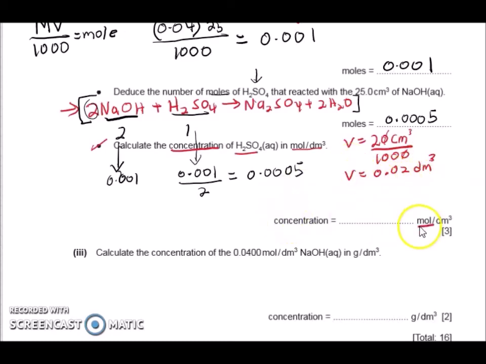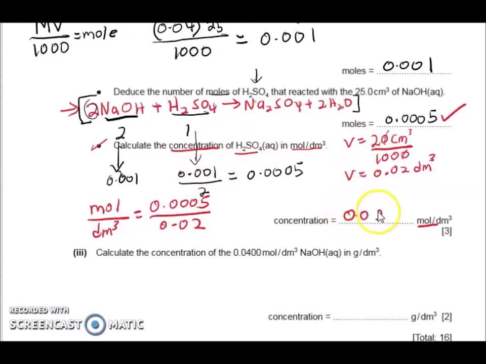So the formula for mole and dm³ is mole divided by the volume in dm³. So the mole here, we already got 0.005, divided by 0.02, and you have here the answer 0.025 mol/dm³. So this is the concentration of the acid. Okay, now we look at the last one.